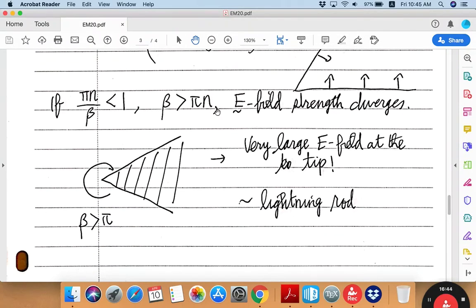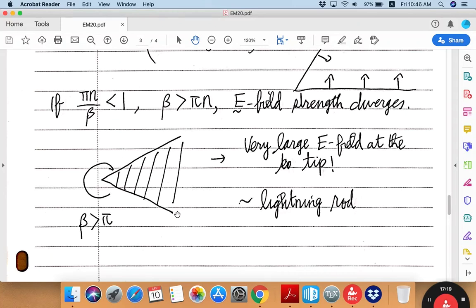Okay, so obviously the only chance that will happen is if n is 1 and when beta is larger than pi. And that situation is depicted here. And now it should make a lot of sense. When beta is larger than pi, you basically have a sharp edge, like the tip of a pencil or a tip of a lightning rod.